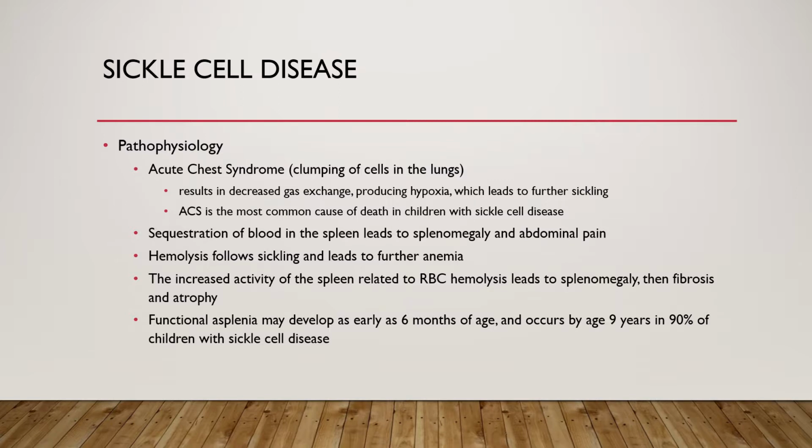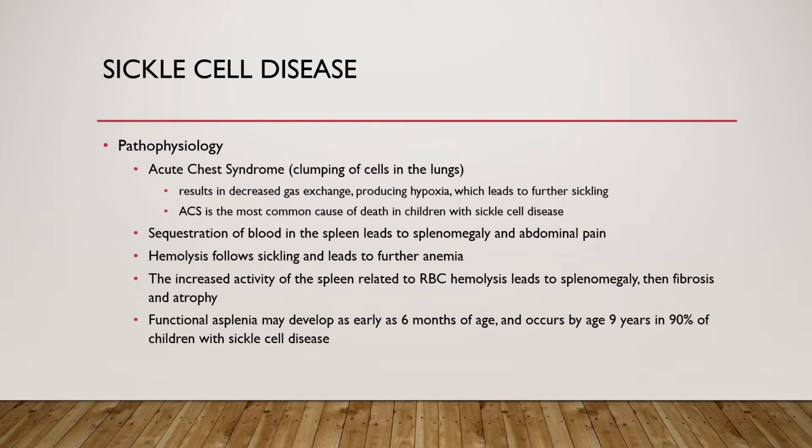There's also something called sequestration of the blood in the spleen. The spleen is where these red cells are destroyed, and so the spleen gets enlarged because there's so much abnormality there, and that causes abdominal pain. And the hemolysis, that's chomping of the red blood cells, leads to further anemia. Increased activity of the spleen leads to splenomegaly. The spleen is overworked, then it gets fibrotic, so hard and crunchy, and then it quits working, atrophy, it kind of dies away, but it's still enlarged.